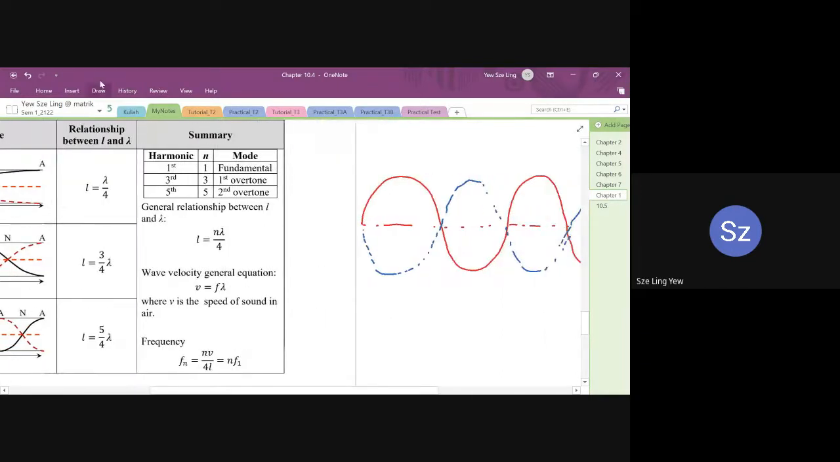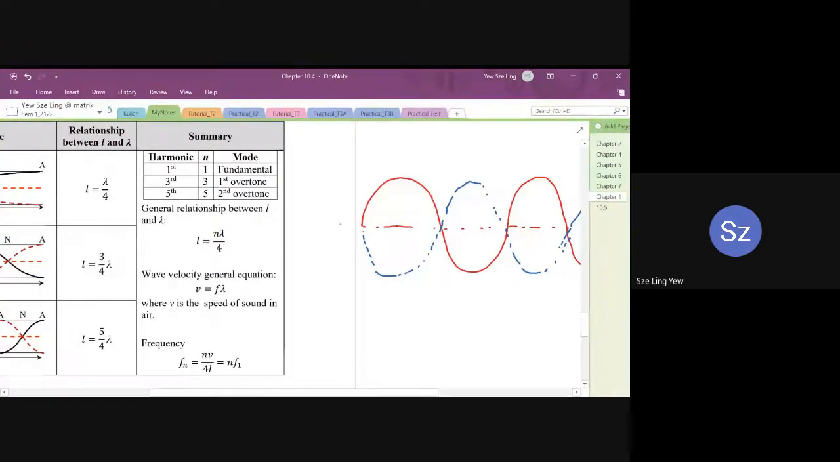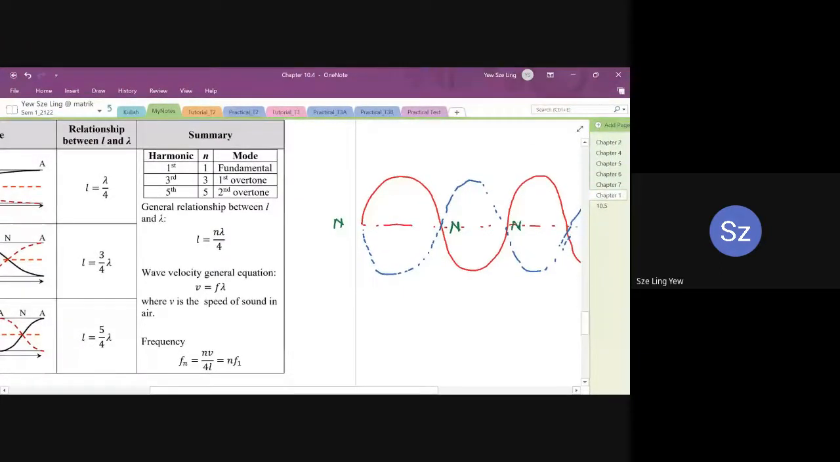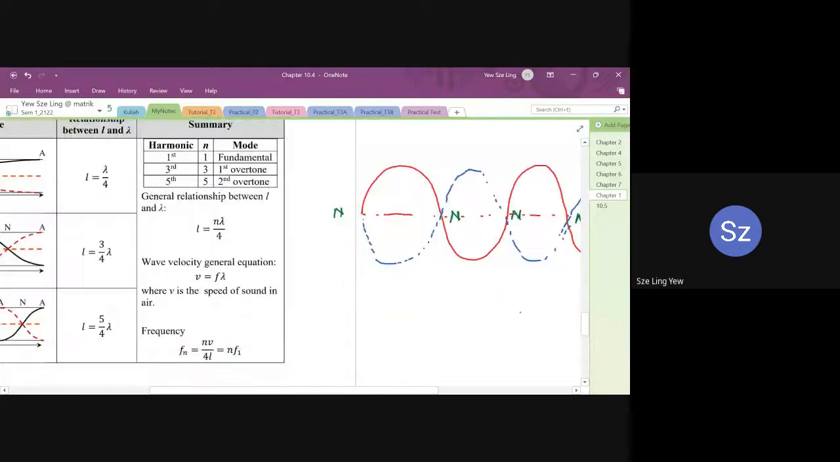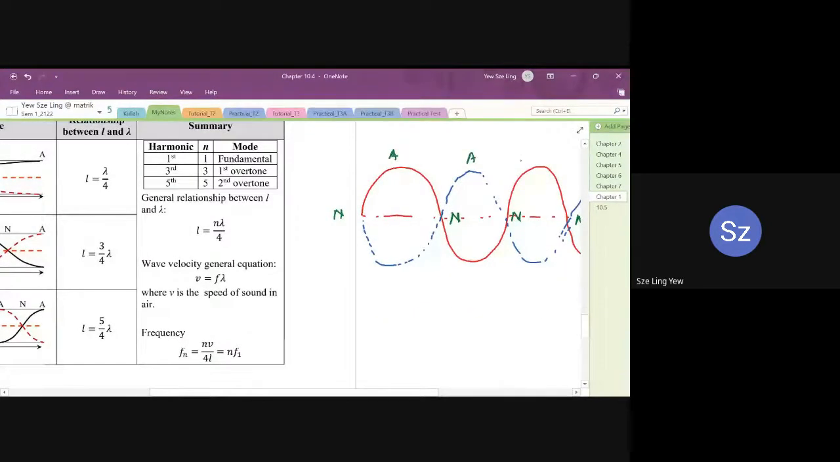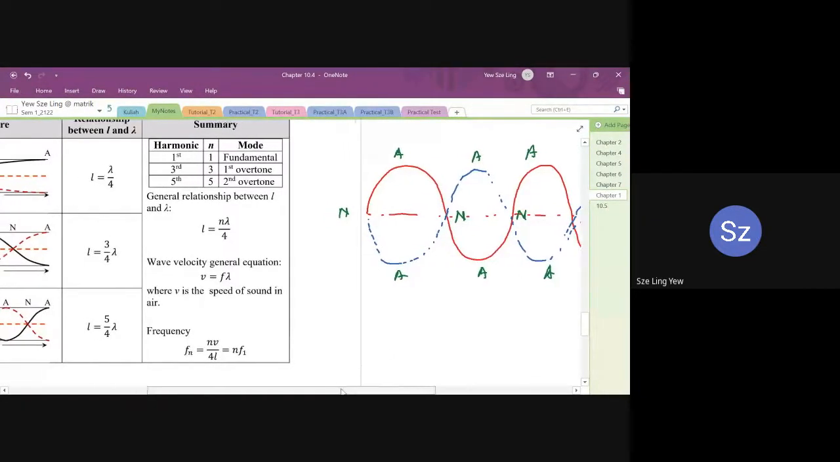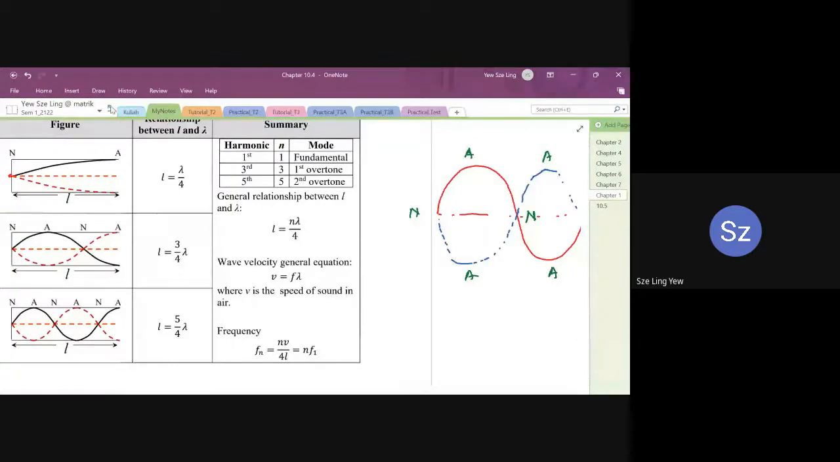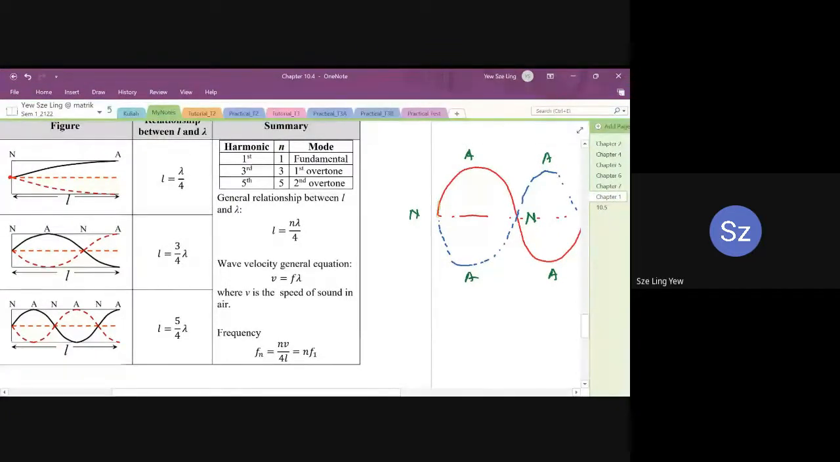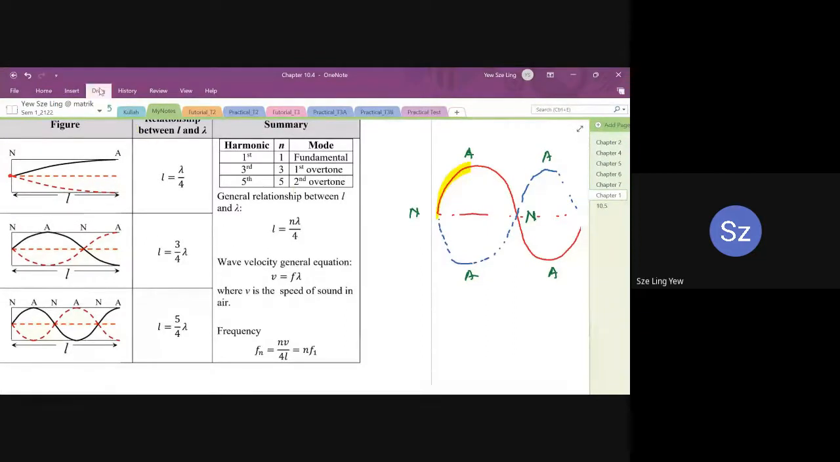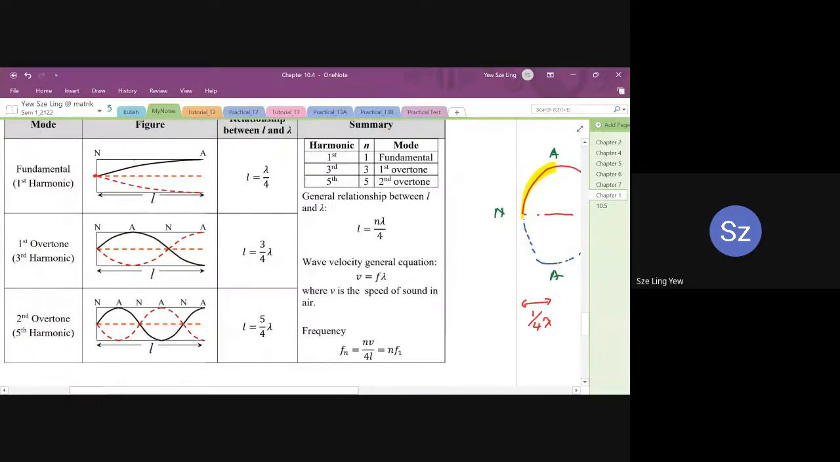If you look at this diagram, here we have a node, node, node, node, and then we have an antinode here, antinode, antinode, antinode. The shortest length that can give us a node and an antinode is from here right up to here only. Based on the diagram, this is only 1/4 wavelength. Now you move this yellow part into our closed-end air column. That's why you obtain the first shape here.